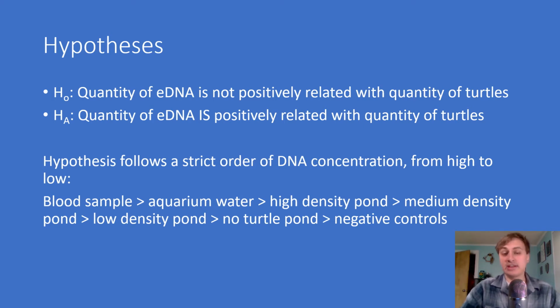So not only that, but they hypothesized that there was a strict order of eDNA concentration from high to low in the following containers and areas. So they said the blood sample would have the most DNA, then the aquarium water, then the high density pond, medium density, low density, no turtle pond, and the negative control should have no DNA.